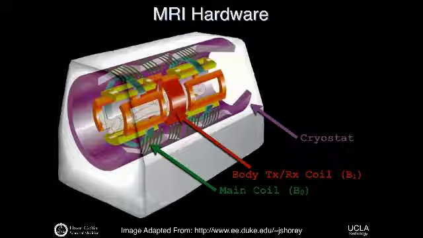The other component to focus on is what we call the body coil, sometimes called a transmit coil, because it transmits an RF pulse, or the B1 pulse. We sometimes use it as a receiving coil, meaning we listen for an echo and can record the echo. But primarily, the body coil is used for transmitting the B1 field.